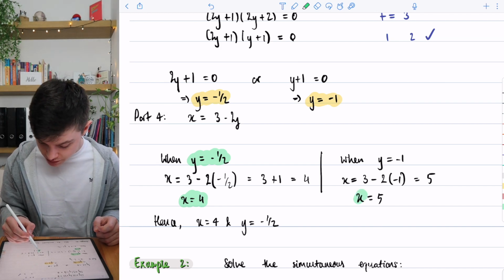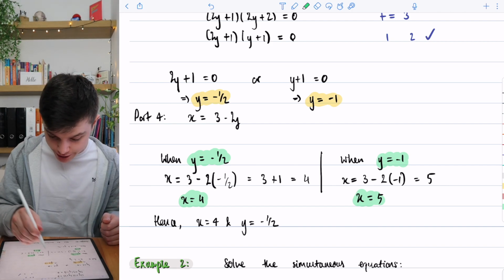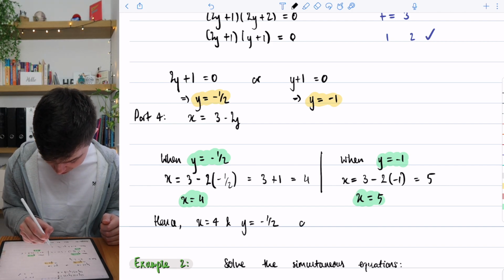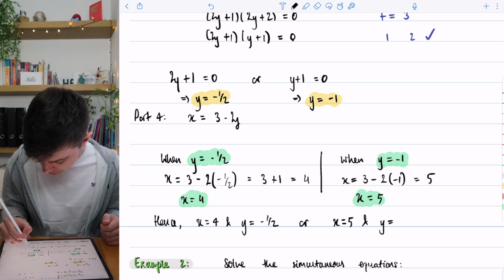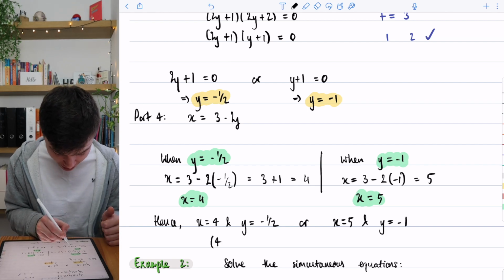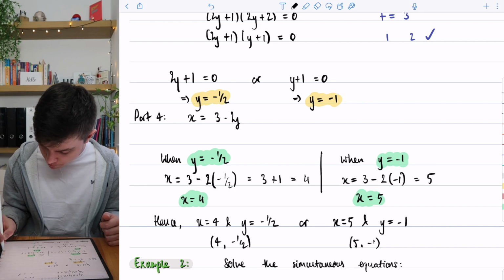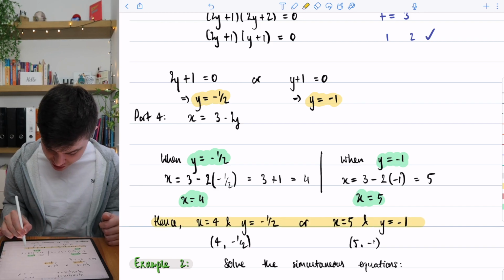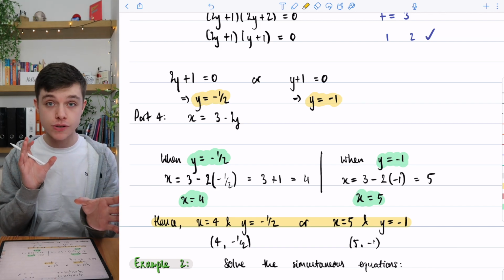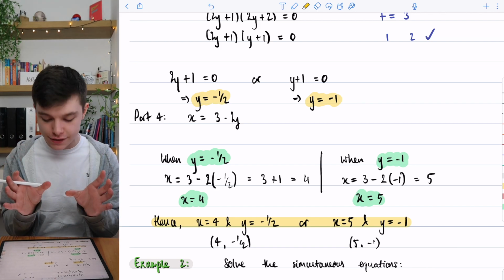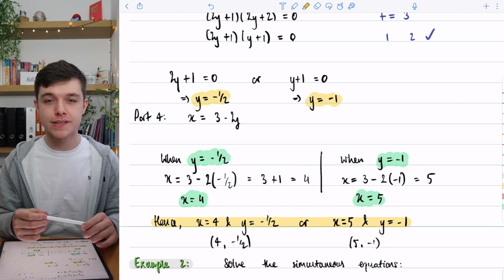But we've also got these pairs of solutions, okay? x is 5 and y is minus 1. So we can write x is equal to 5 and y is equal to minus 1. And we could write that as coordinates if you like, 5 and minus 1. It doesn't matter, but that there is our final answer. We've found a pair of solutions and another pair of solutions that satisfy our pair of simultaneous equations.